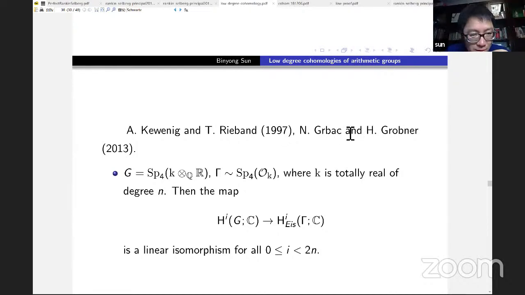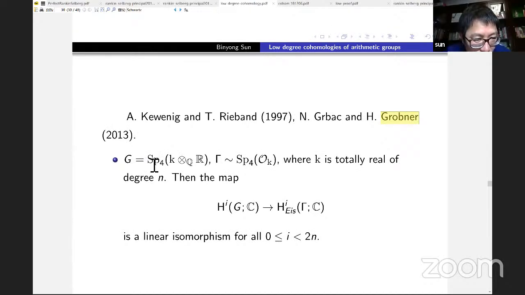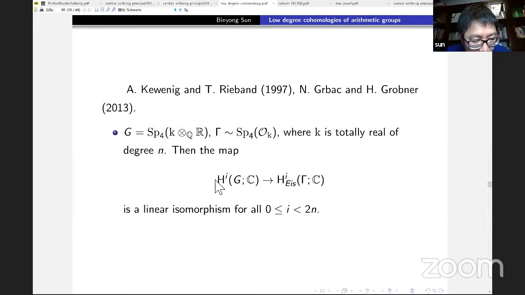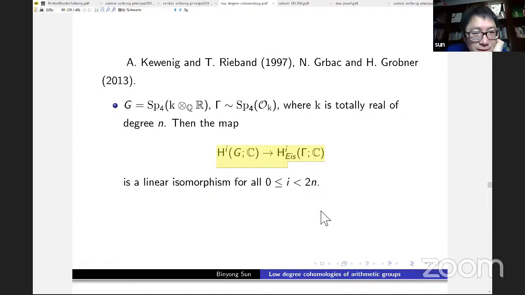Okay. And Grobner and other people also study the case when G equals Sp4 over a totally real number field K. Then they prove that this Borel map, when restricted to the Eisenstein homology, which is a direct summand of the usual group homology, is an isomorphism for I less than 2n. Here n is the degree of the number field K.